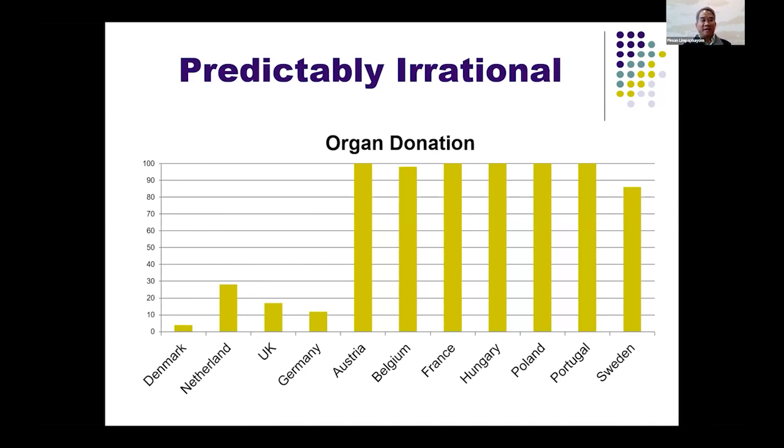Here are the statistics on organ donation in European countries. You can see on the screen, there are a lot of countries where virtually no one donates organs, like Denmark, Netherlands, UK, Germany. But in the other group of countries, Austria, Belgium, France, Hungary, Poland, Portugal, Spain, almost everyone donates their organs. For a long time, people tried to analyze what was going on. Is it because of geographic distribution, culture, or language? And we could not come up with an explanation.